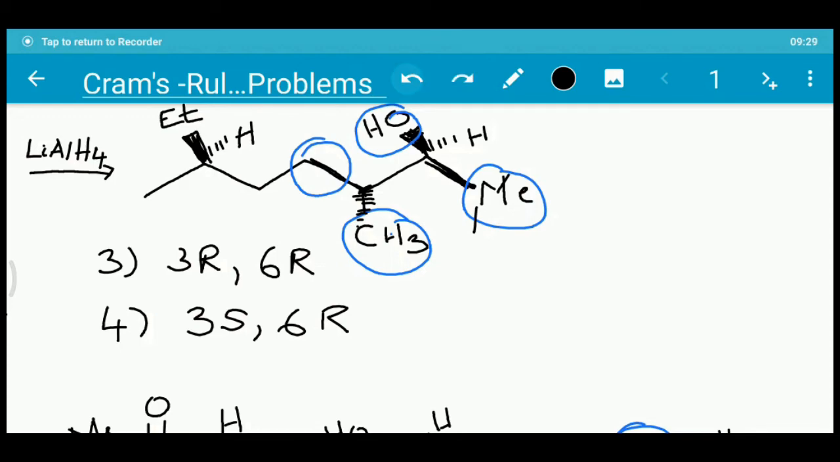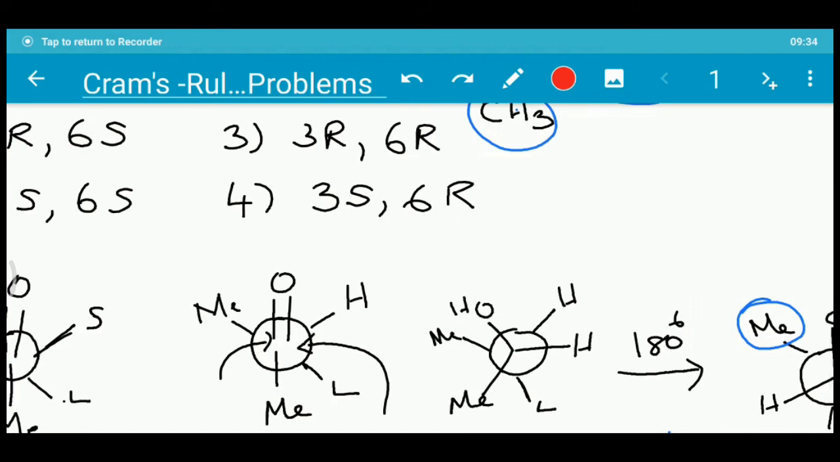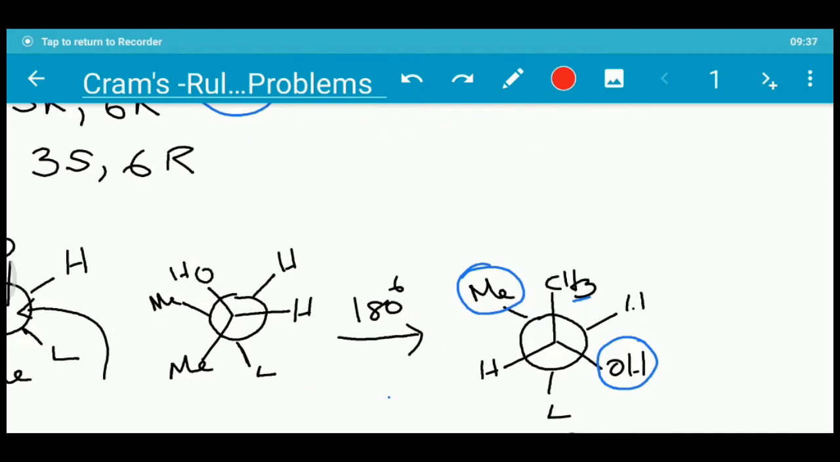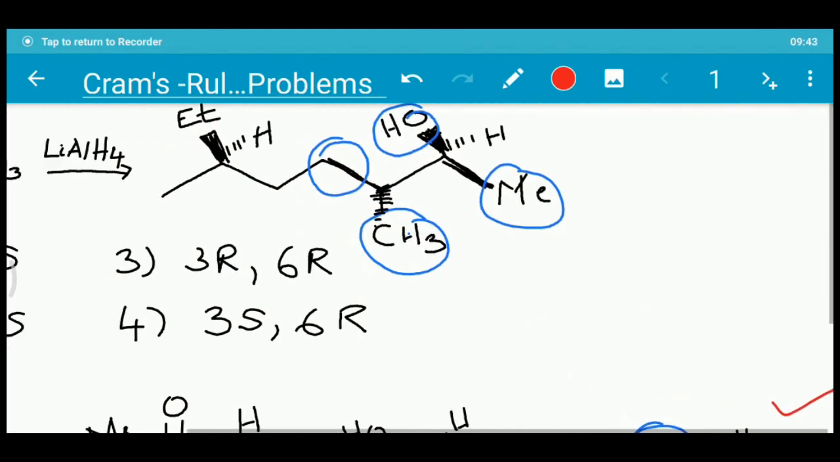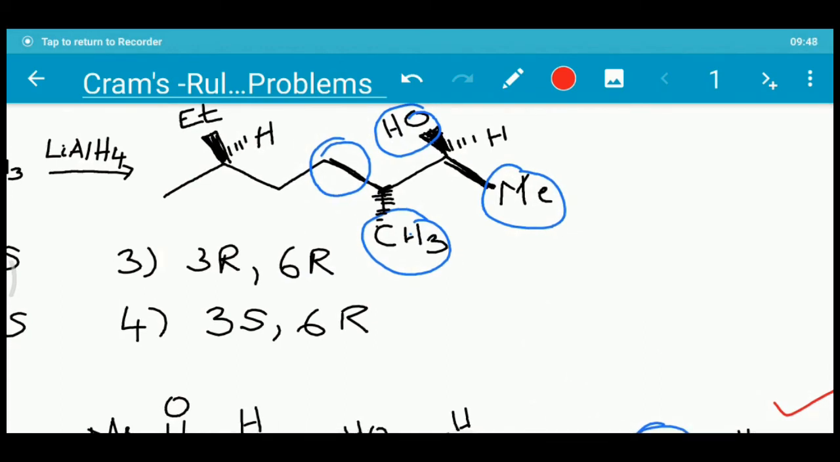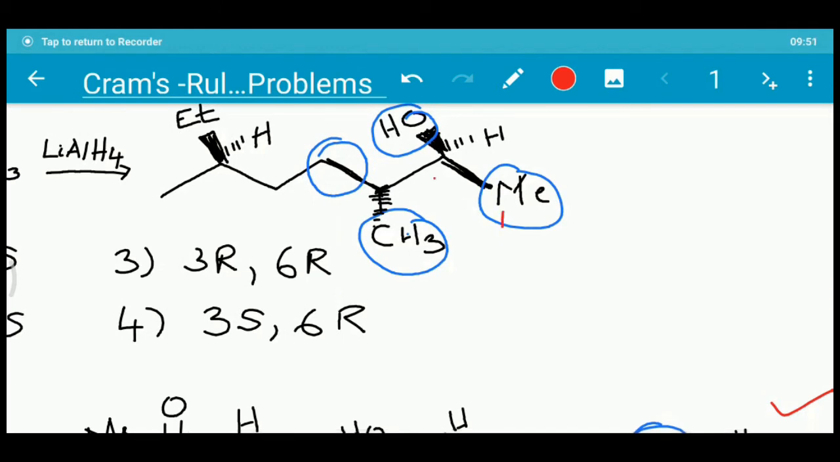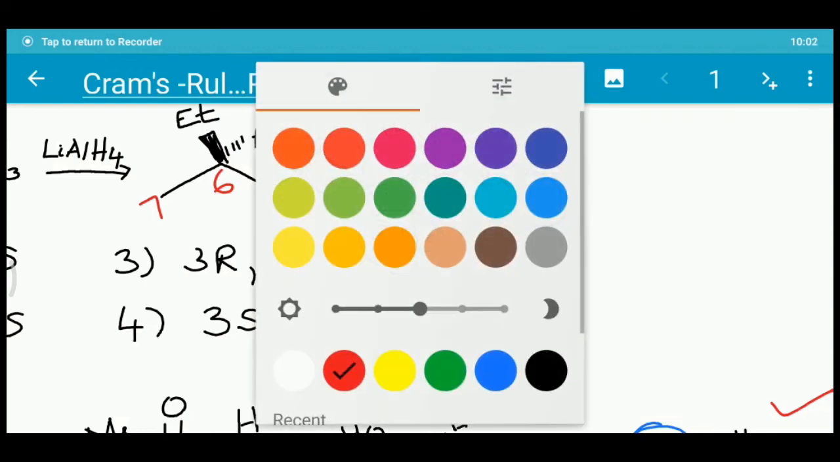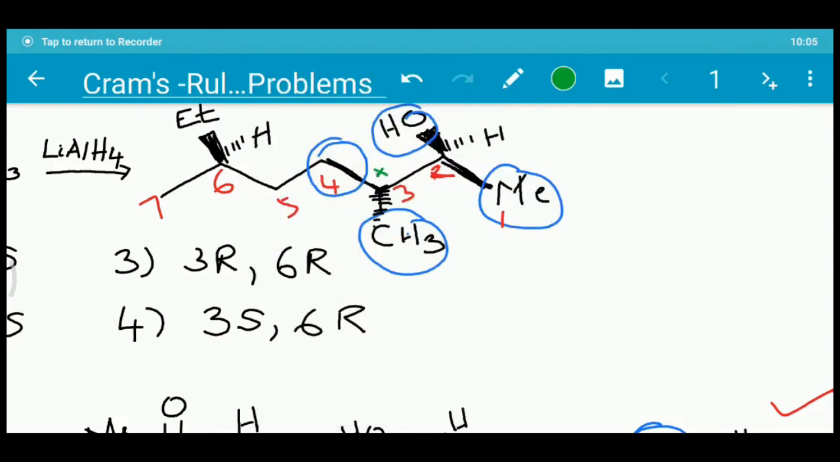Okay. Now we have to check the configuration of the isomer, and we need to number it from here. So I number it from here. Right now we have performed the Cram's rule and we have identified the product. From the product, we have identified the stereochemistry of the molecules or groups. Now we are numbering it. So let me number it as 1, 2, 3, 4, 5, 6 and 7.